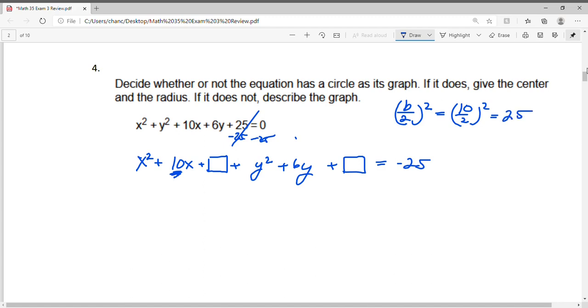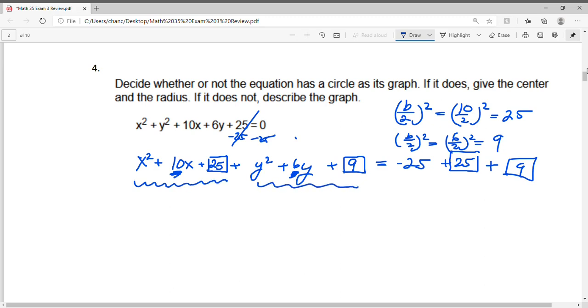That means I have to add 25 here on the left, but you also have to add 25 on the right to compensate for that, to make sure the equation is still equal. Now we need to complete the square for the second part, the y part, and we have b is 6. So b divided by 2 squared is 6 divided by 2 squared, which gives us 9. I need to add 9 on the left, and I'll also have to add 9 on the right to compensate for it. Now we can complete the square twice.